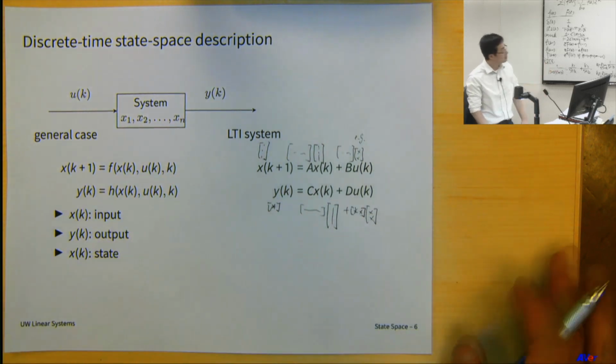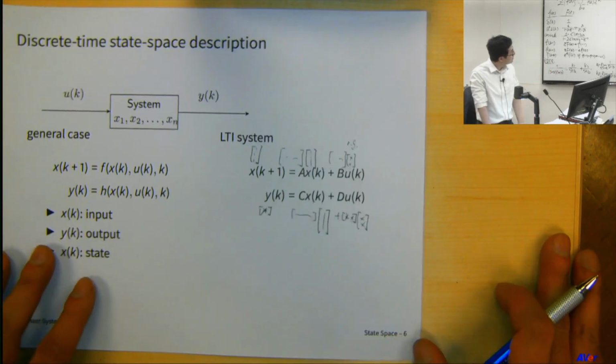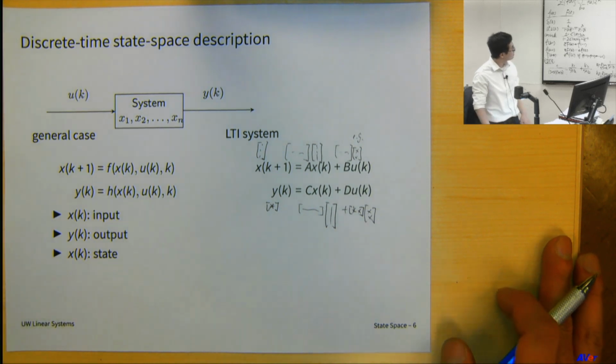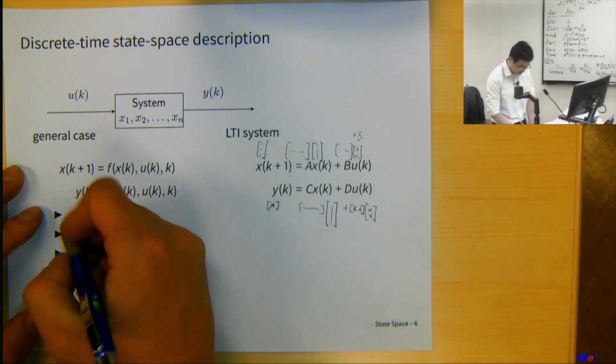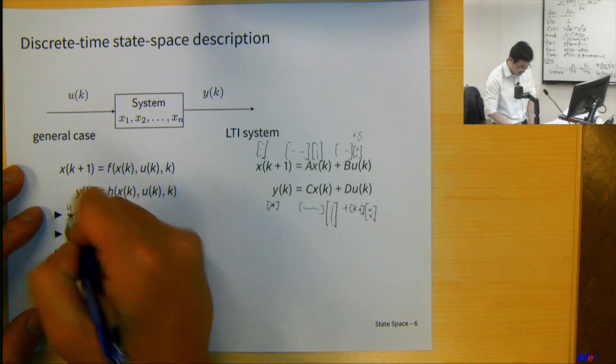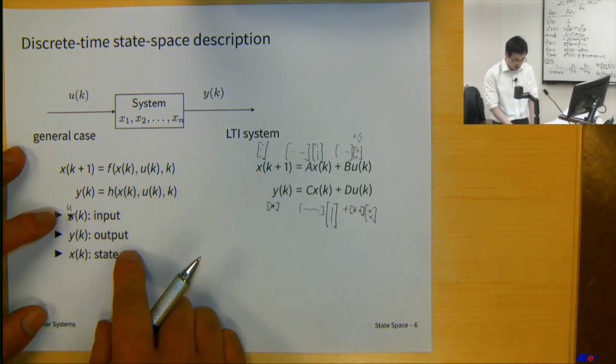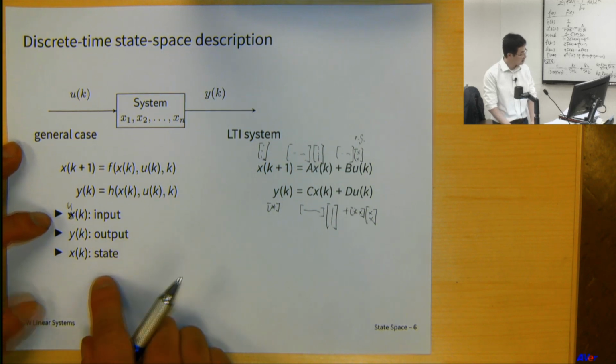Question? On the bottom left, should input be U of k instead of X of k? Absolutely correct. And you are faster than me. We haven't talked about this yet. U is the input. It's not X is the input. Y is the output. X is the state.